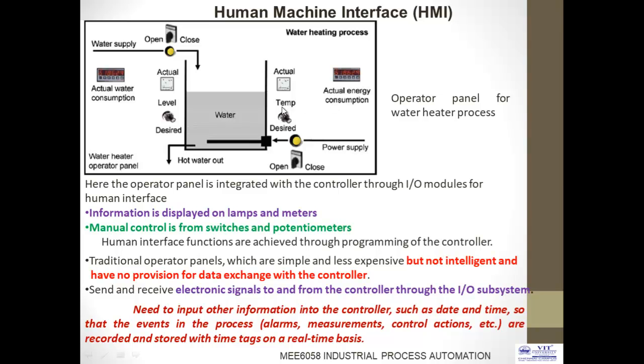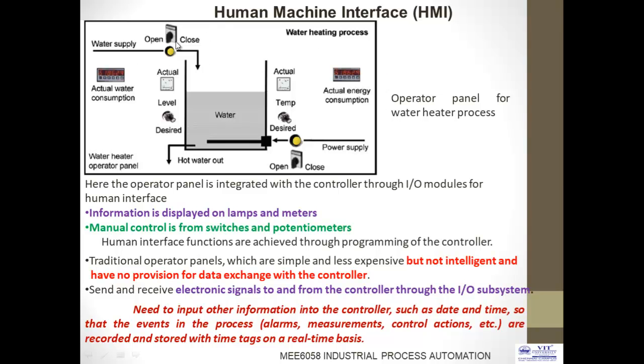Here the operator panel is integrated with the controller through I/O modules for the human interface. Generally this is the front end. As this is the front end, the human machine interface is there. Again, the back end: many sensors and actuators are interconnected with the real-time systems through I/O modules, that is input-output modules, and through these, input-output data are transferred to the corresponding display terminals.